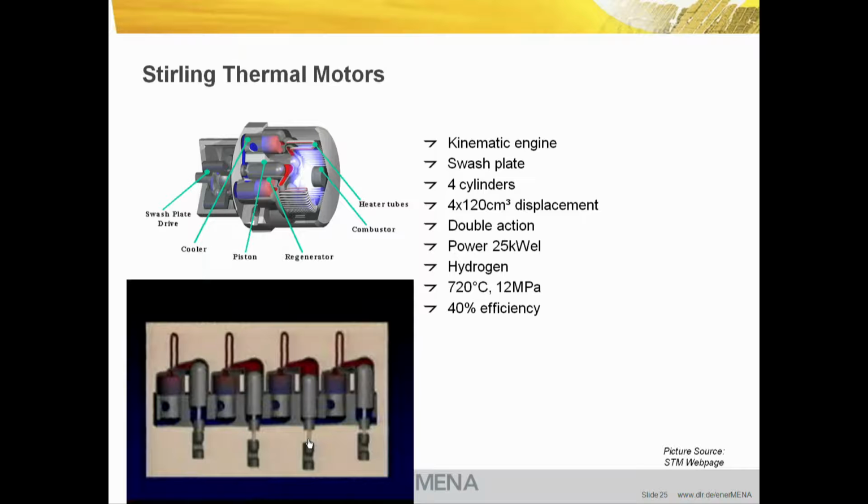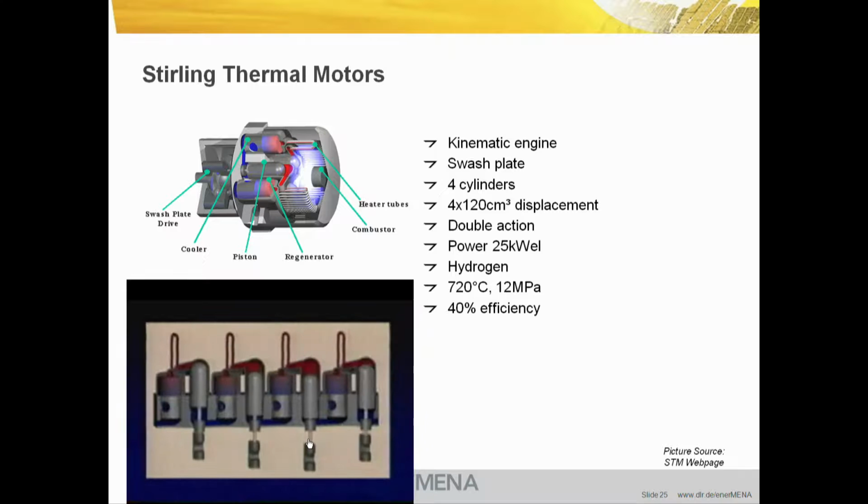So we have 4 pistons and we have 4 Stirling processes in parallel. Now you can see the pistons moving. Of course, there's a phase angle between these movements. And now you can see how these pistons are located in the real engine.